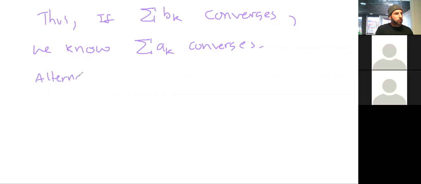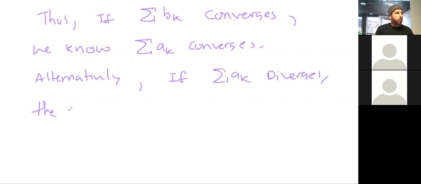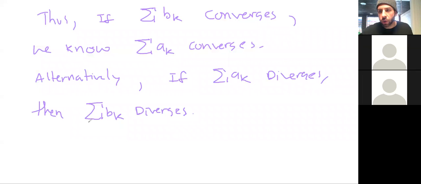Alternatively, if we assume that A diverges, then the series of the B's must diverge. And so that's why we call this the comparison test, because we're using one known series to get information about an unknown series. So let's write diverges again and spell it a little more clearly.